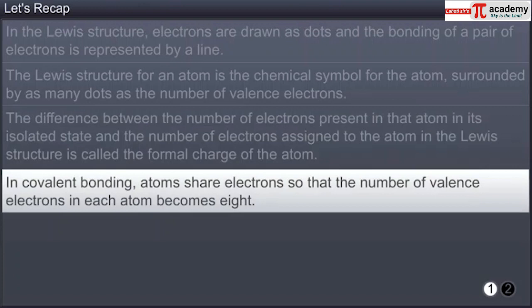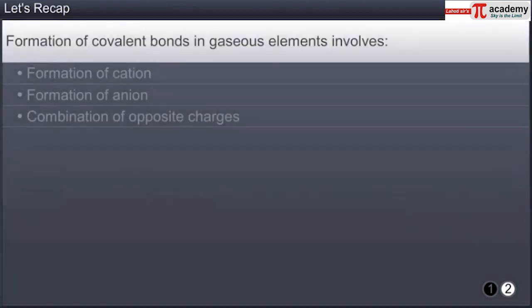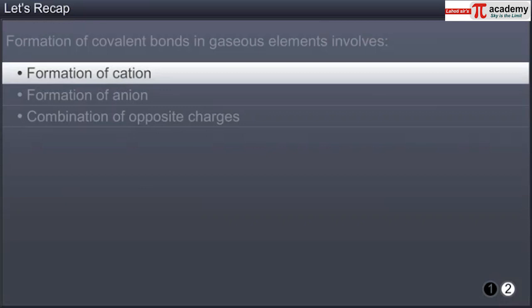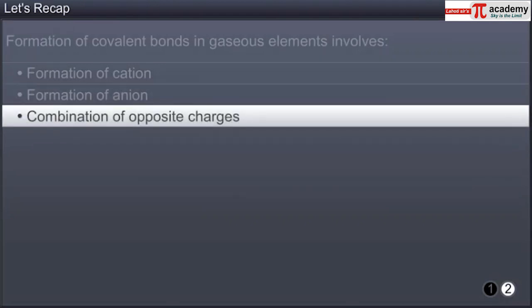In covalent bonding, atoms share electrons so that the number of valence electrons in each atom becomes 8. Formation of covalent bonds in gaseous elements involves formation of cation, formation of anion, combination of opposite charges.